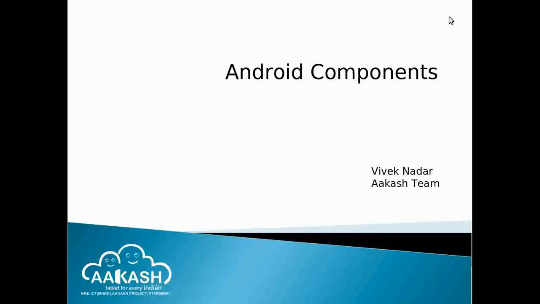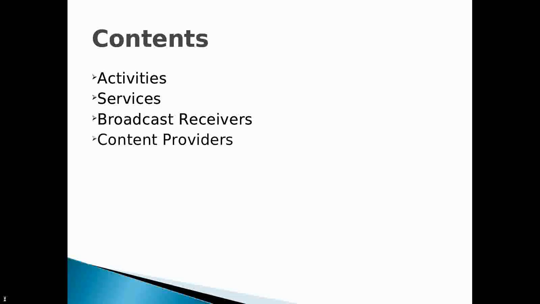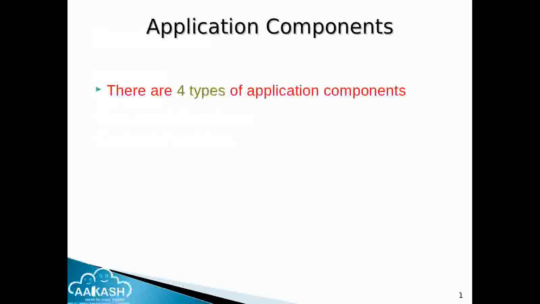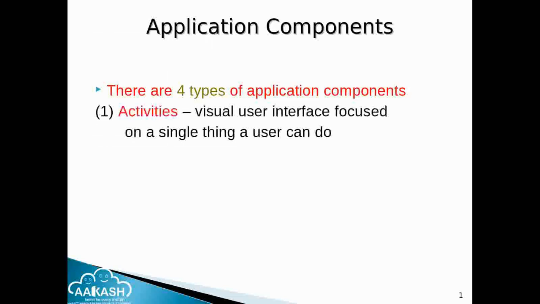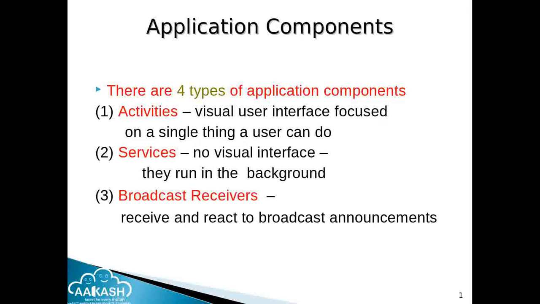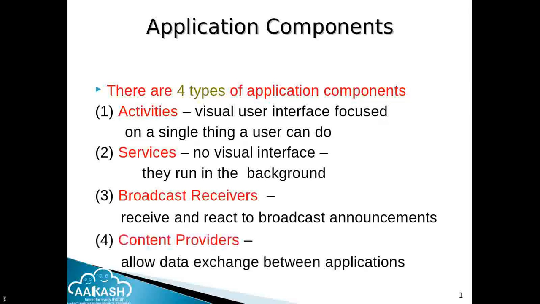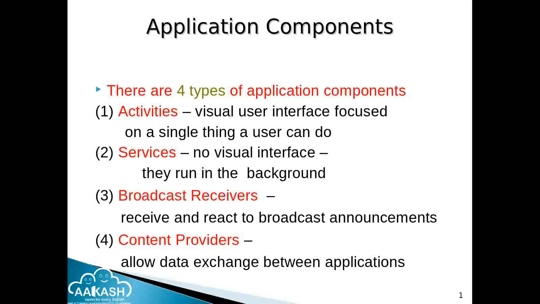Today I am going to talk about Android components. Contents. The following are the topics covered by me in this session: activities, services, broadcast receivers, and content providers. Application components. Basically, there are four types of application components. The first is activities, second services, third broadcast receivers, and fourth is content providers.